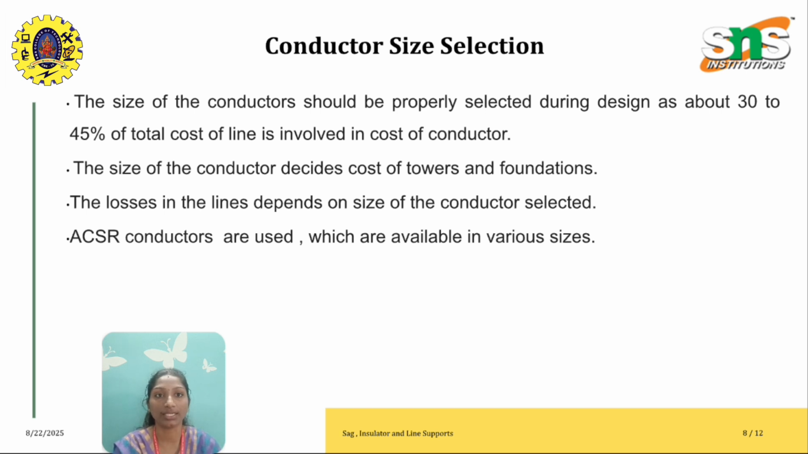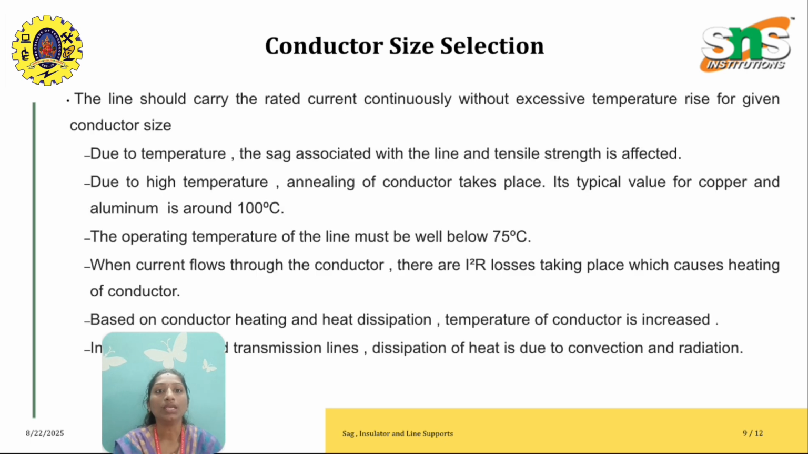The size of the conductor decides the cost of the towers and foundations. How strong the foundation should be is based on the conductor size. The losses in the lines also depend on the size of the conductor selected. In the previous videos, we have discussed many things about the types of conductors. Here we almost always use ACSR conductors, which are available in various sizes also. So we prefer ACSR conductors.